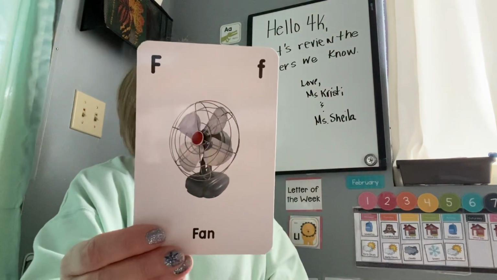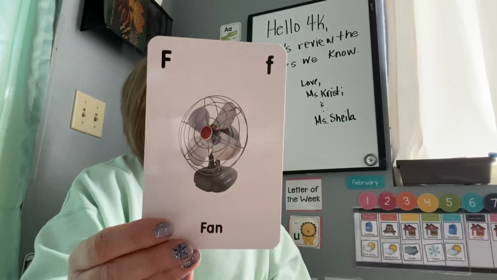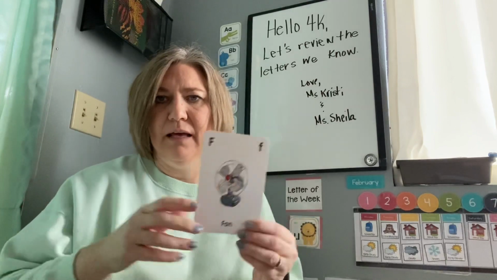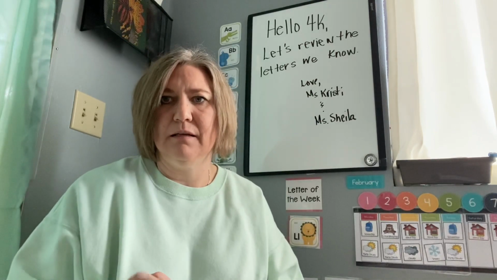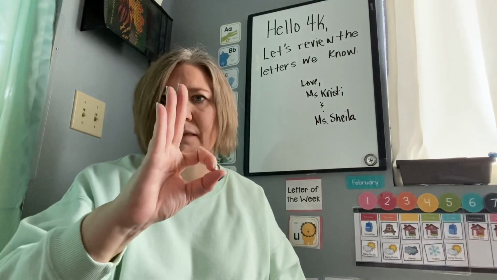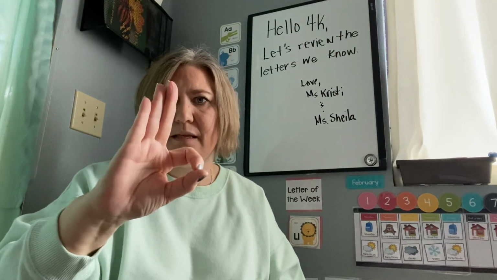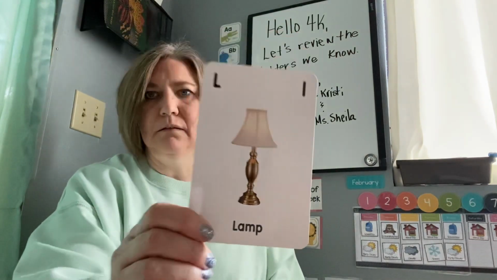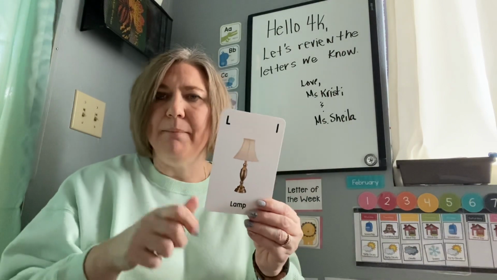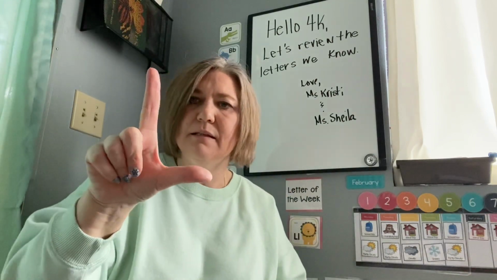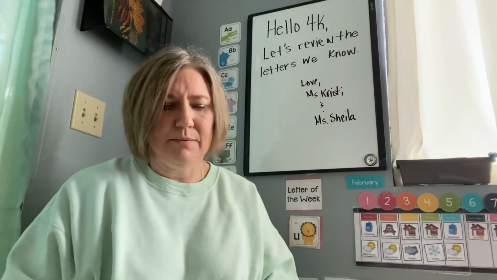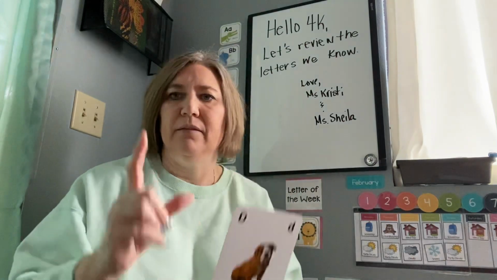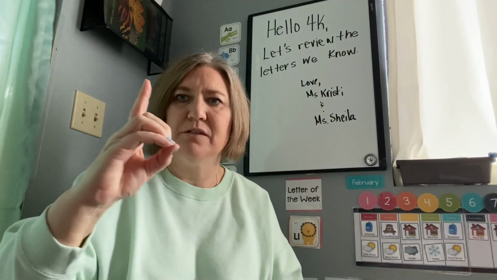Here is the letter F. That's the sound F makes. And the sign for F is just like that. Just like that, like the okay sign. Next is the letter L. Ooh, ooh, like you're licking a lollipop. The letter L is like this in sign language. And the next one, letter D. D, D. And that one is like this in sign language.